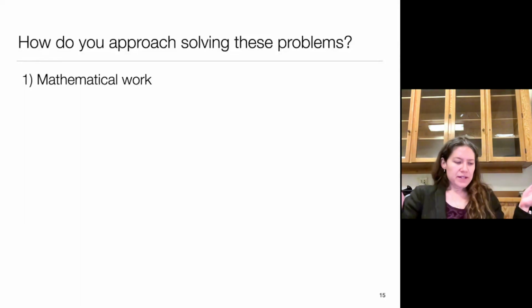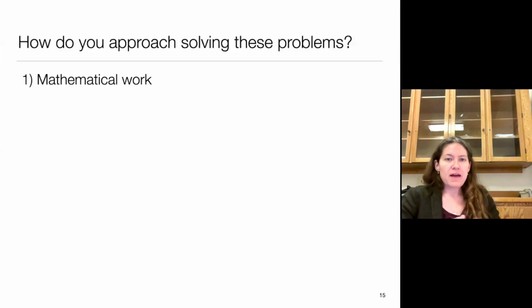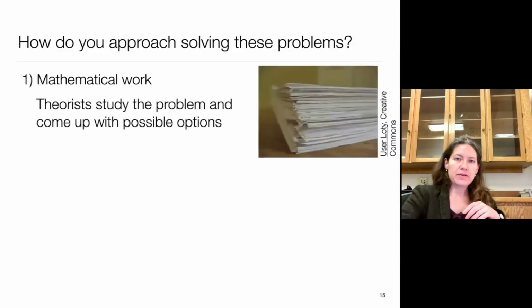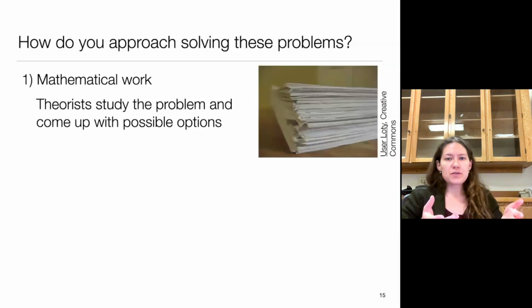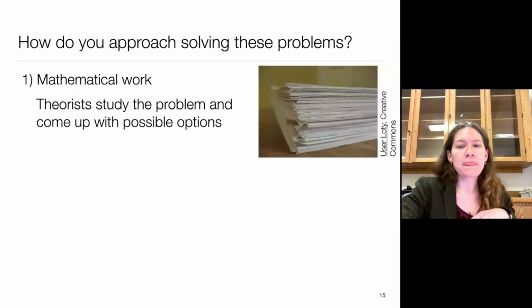So, okay, we've got all of these problems. How do we go about solving them? Step number one is mathematical work. This is done by our theoretical physics colleagues. So theorists study the problem and come up with possible solutions, essentially mathematical models that could address these, that could give you a new particle that does that, or modify a force that does this, and solve the problem.